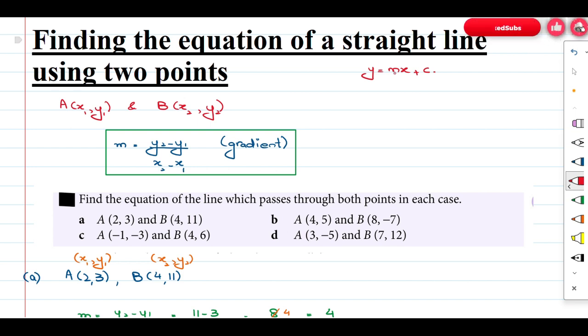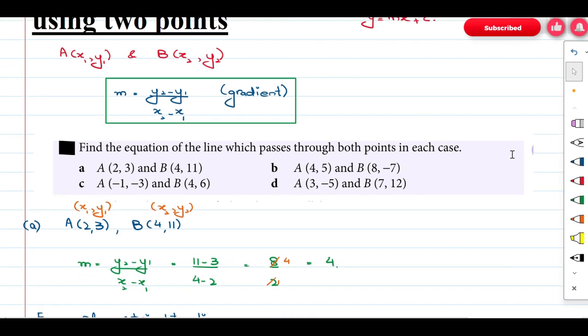Once you have the m value, the only unknown left is c. To get the c value, you can take point A or point B. This is up to you. Any point you can take, and simplify, you will get the c value. And at the end, just plug the m and c values into your equation of a straight line, y equals mx plus c. You will get the equation of a straight line with the help of 2 points, right?